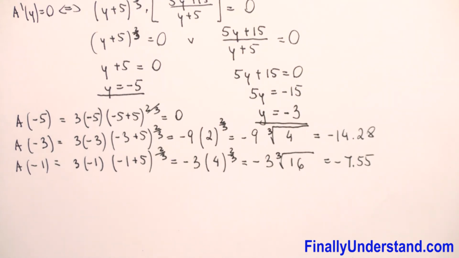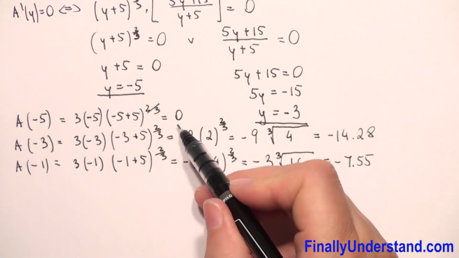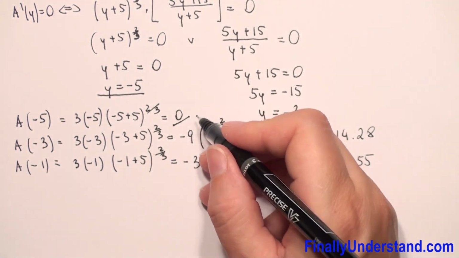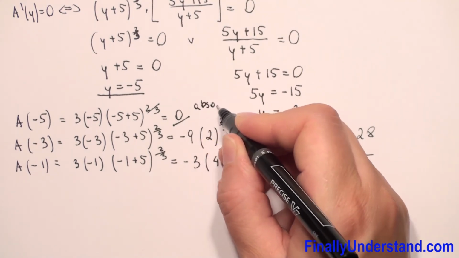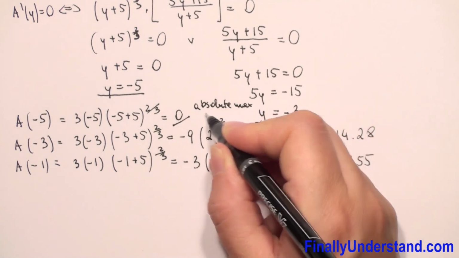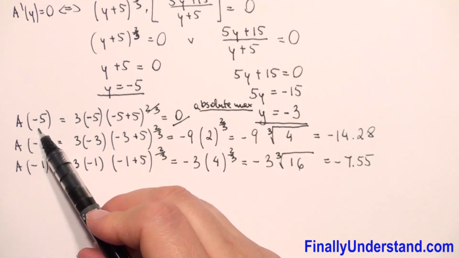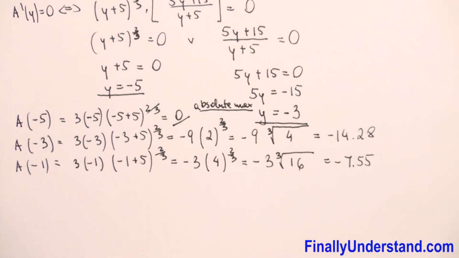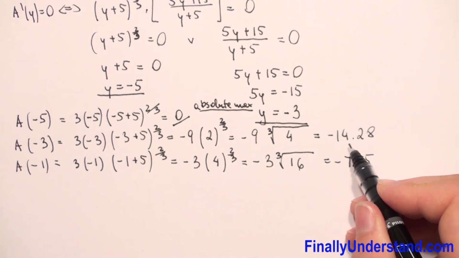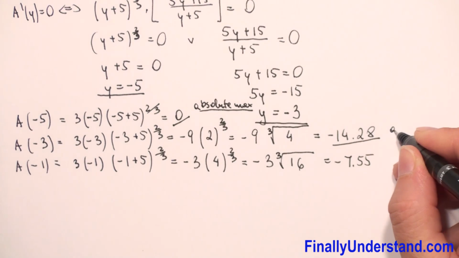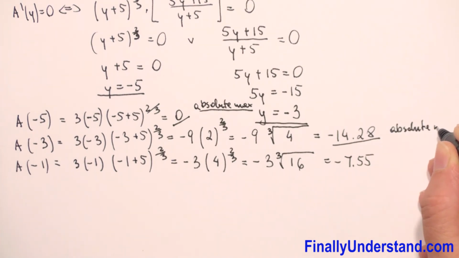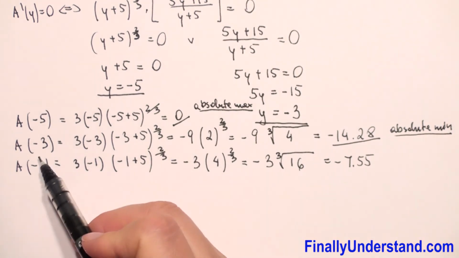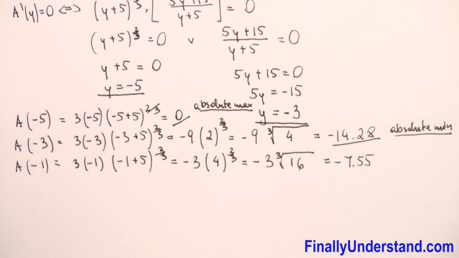So we got values for our function. Now we have to choose the largest and the smallest values. So the largest is 0. So this is our absolute maximum. For y equals negative 5, we have absolute maximum 0. And the smallest is negative 14. So this is our absolute minimum. And this is for y equals negative 3. This is my solution.